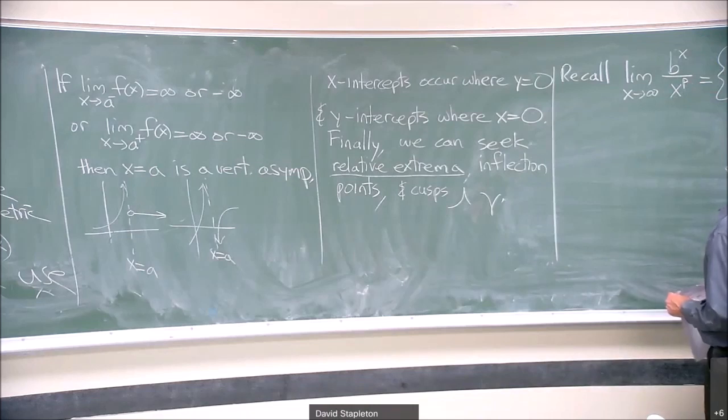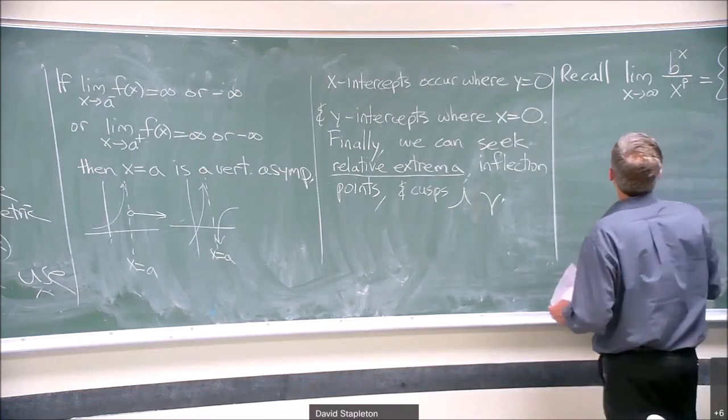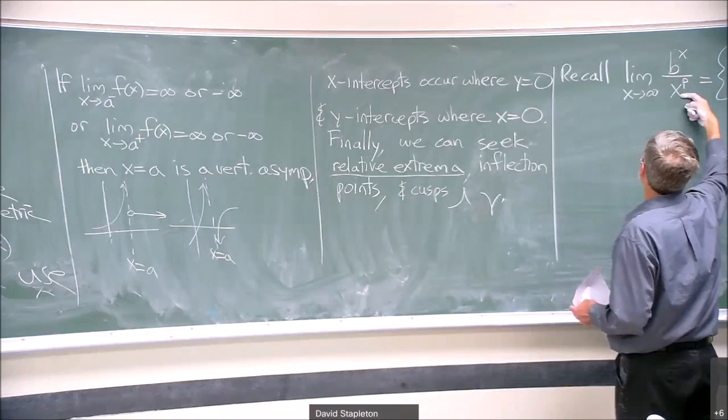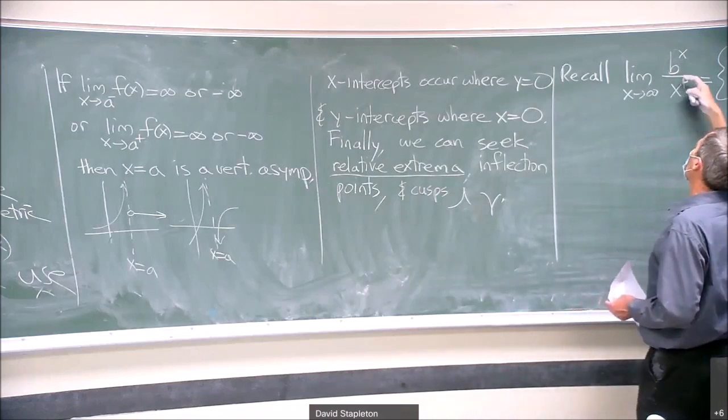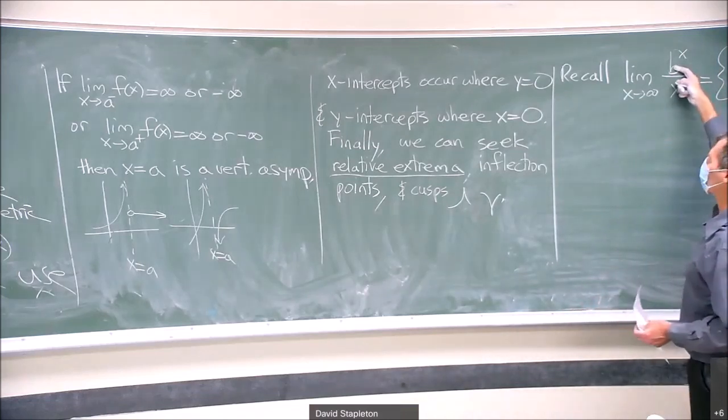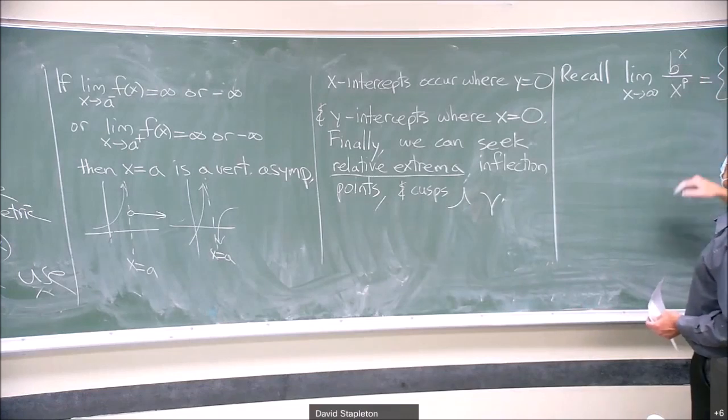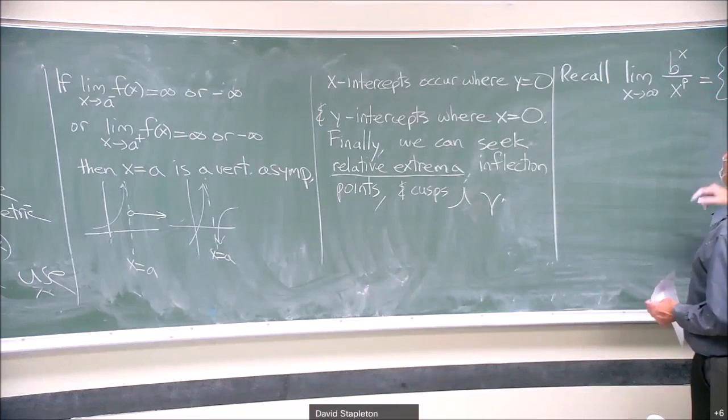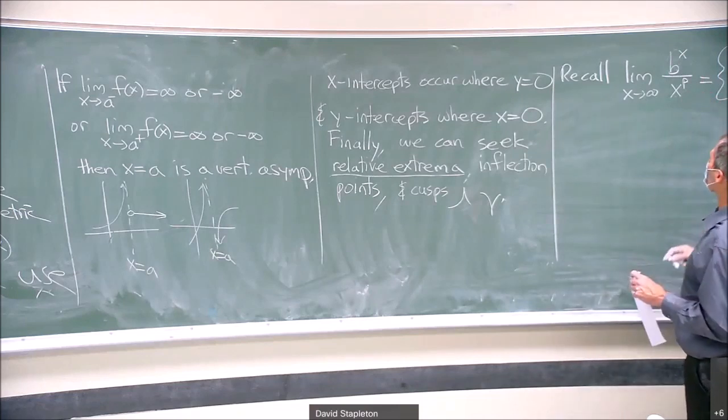But if b is between 0 and 1, this goes to 0 very rapidly and forces this to 0. So exponentials grow faster than powers of x for base greater than 1, and dive to 0 faster than powers of x can climb or descend when b is less than 1. Well, here's an example then.